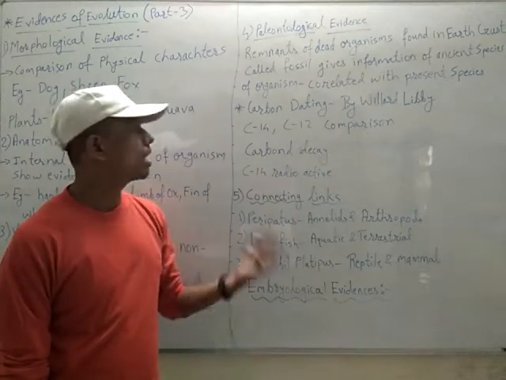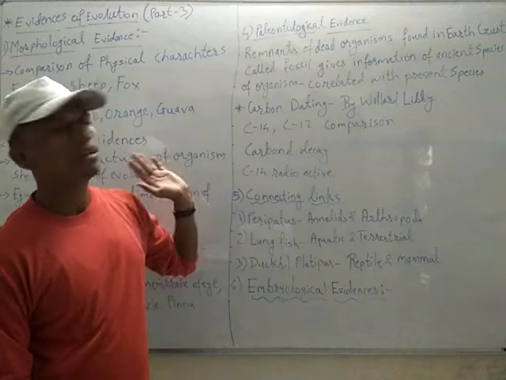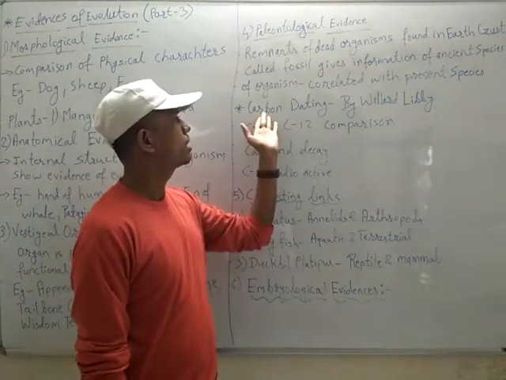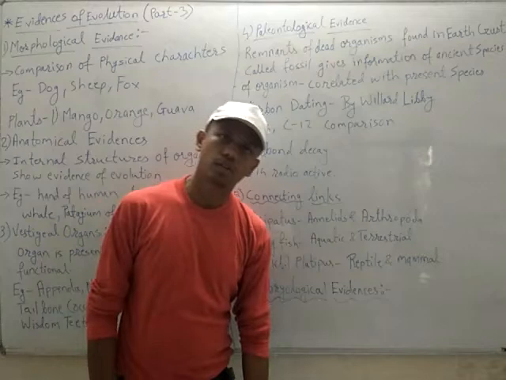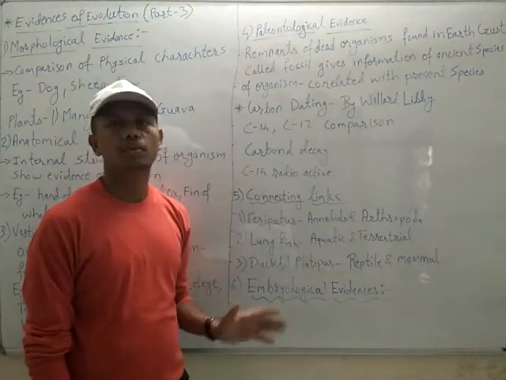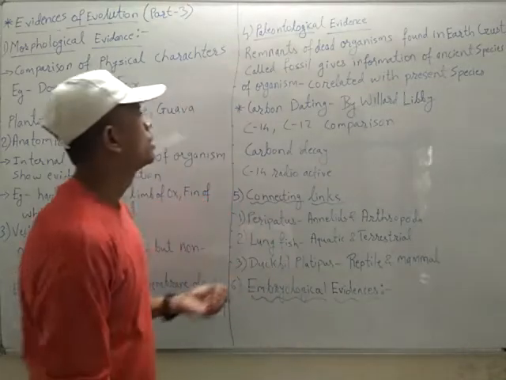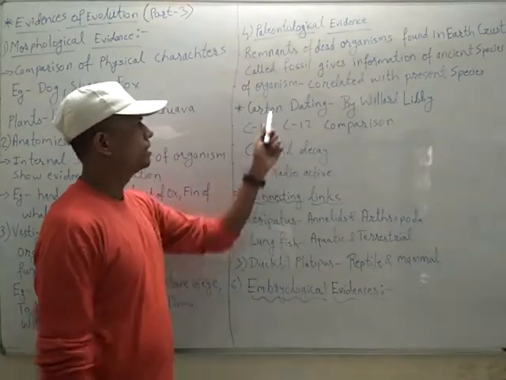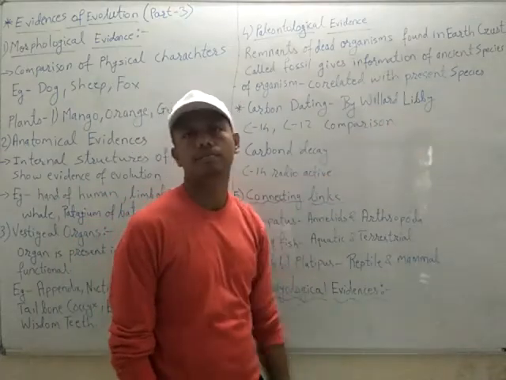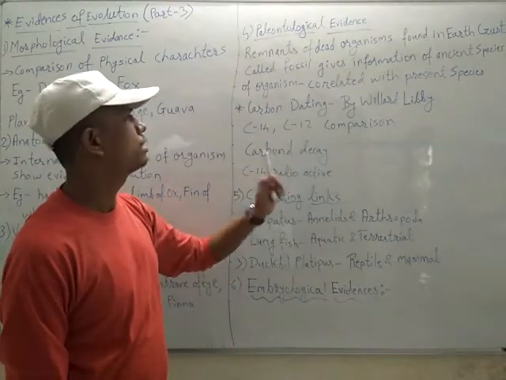And also there is another process to identify the evidence of evolution, that is called carbon dating. This is also a helpful process to understand the process of evolution, and we get evidence of evolution. This process was developed by the scientist Willard Libby. Okay, and what is the process of carbon dating?